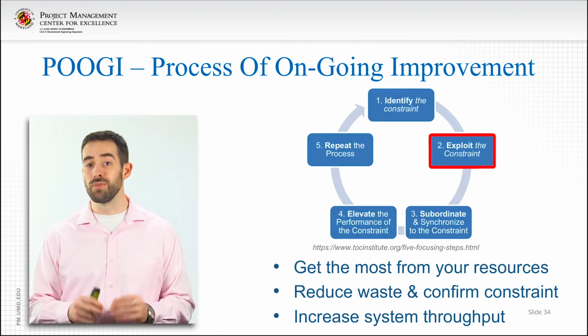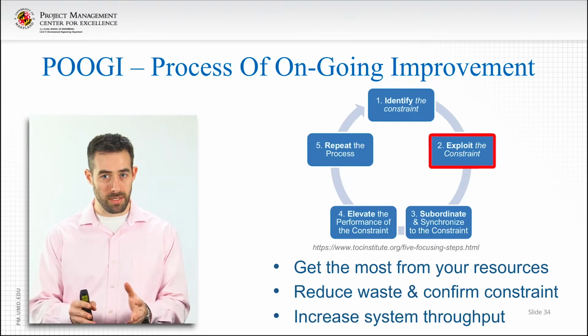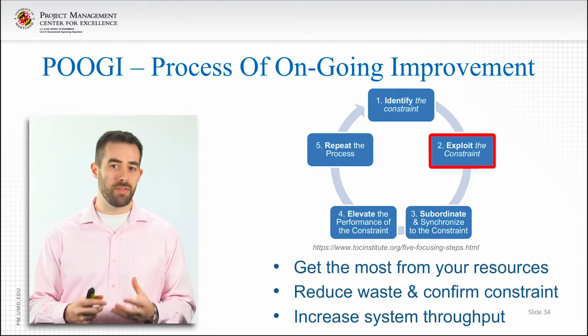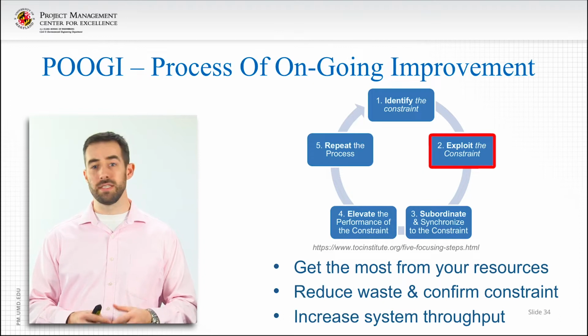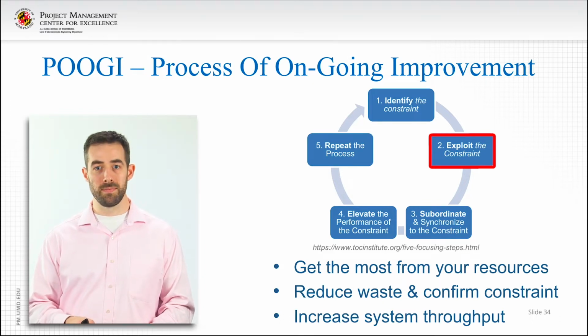Exploiting the constraint is really important because oftentimes whatever bottleneck or constraint there is in your system, there is almost never full utilization of that part of the process. That process is usually a bottleneck because of the fact that it's not efficient or it's underutilized.